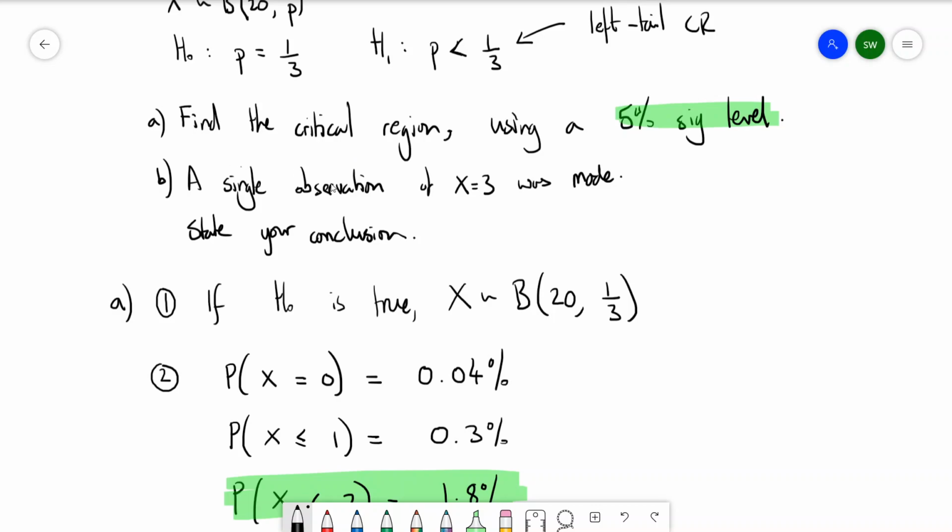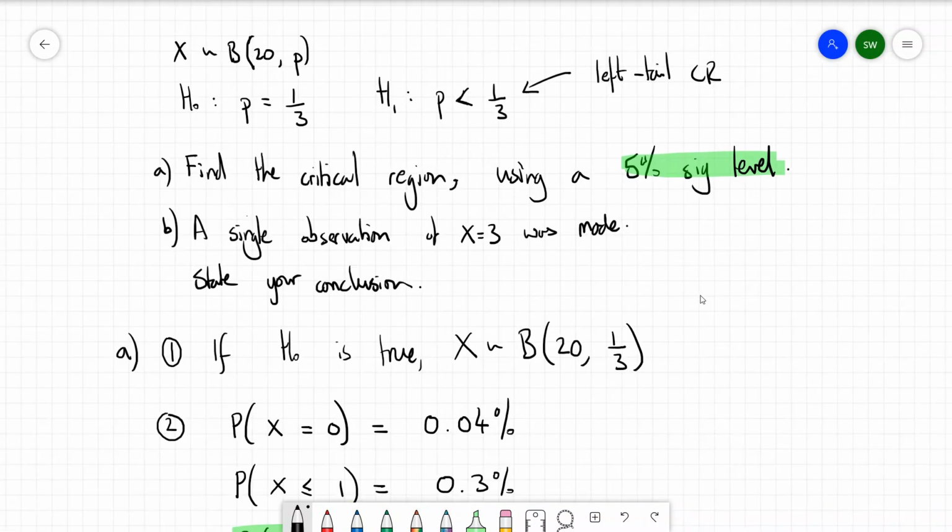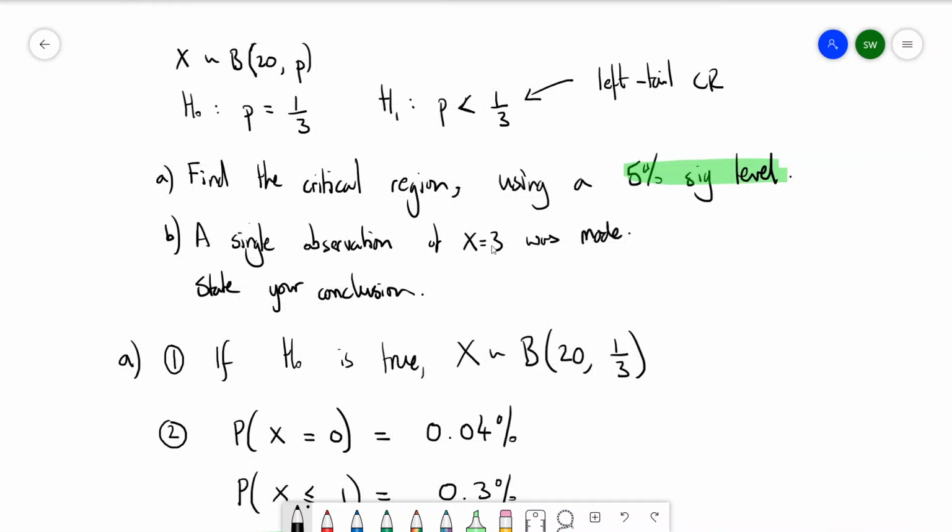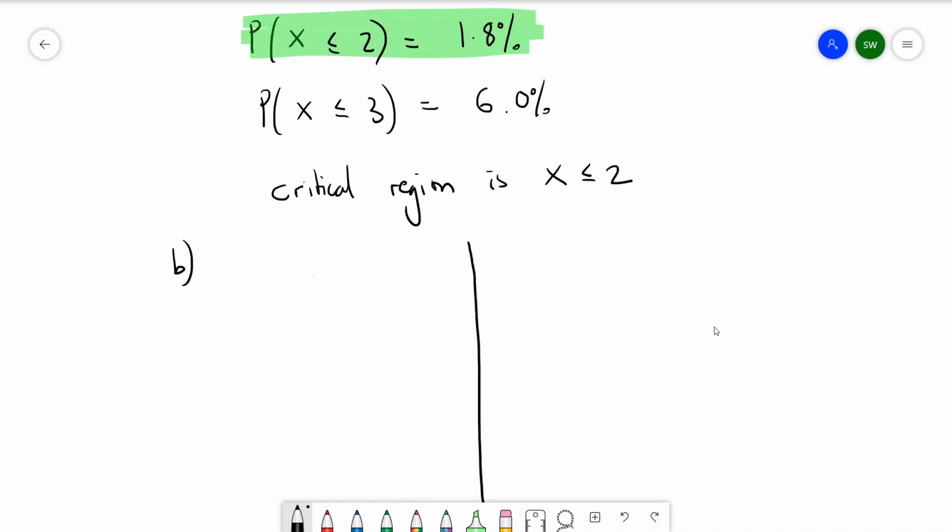In part B, we're told that actually we saw X is equal to 3. So we did this experiment and we got, out of the 20 trials, 3 successes. So we're asked to state our conclusion in this hypothesis test. So we've kind of got two options for our conclusion. Either X is in the critical region, or X is not in the critical region.